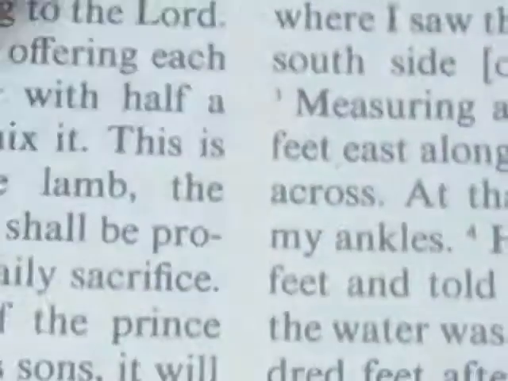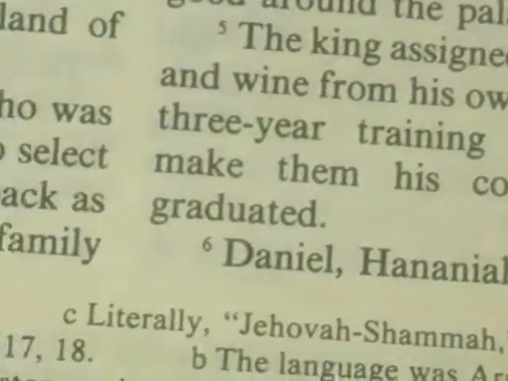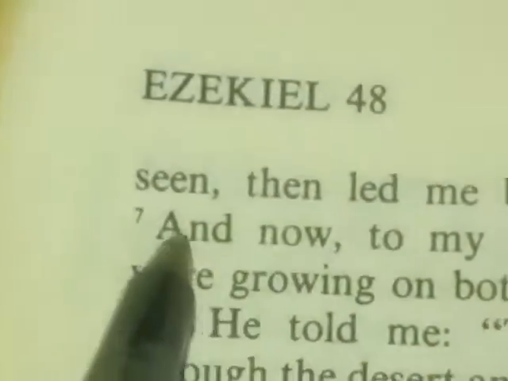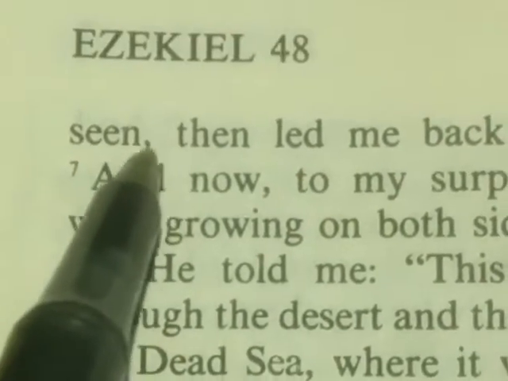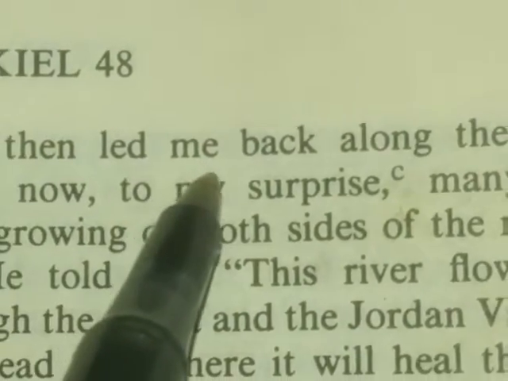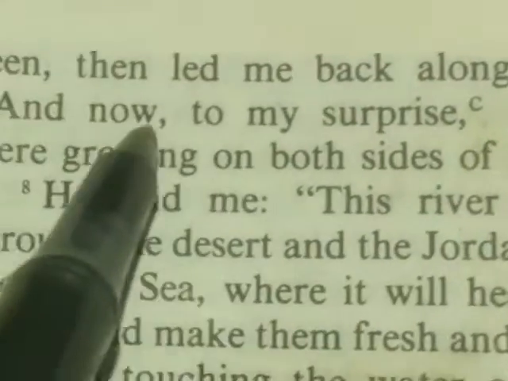So give me a moment. Let me get into it with you. I'm reading this from the Living Bible translation. It says, he told me to keep in mind what I had seen. This is the Malachim talking to the prophet Ezekiel, real name Hezekiah. Then he led me back along the bank.